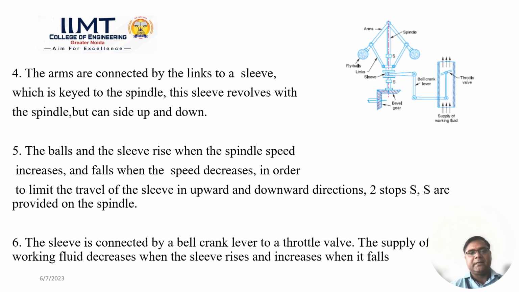Next, the arms are connected by the link to the sleeve, meaning the lower arm is connected to the sleeve, which is basically keyed to the spindle, and this revolves with the spindle and also moves up and down. The ball and the sleeve rise when the engine speed increases, and the ball and sleeve move downward when the engine speed decreases. And this sleeve is connected to the throttle valve through the bell crank lever.